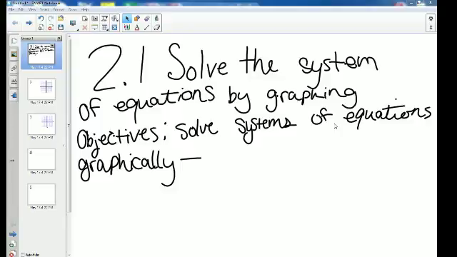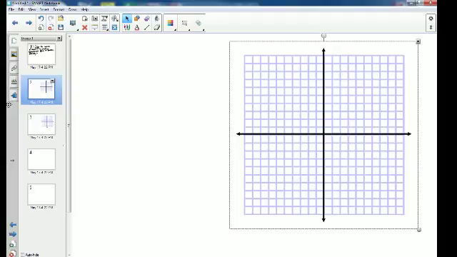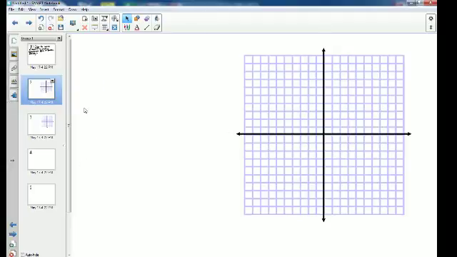This lesson is about solving systems of equations by graphing. The objective is to be able to solve a system by graphing. I have two examples.